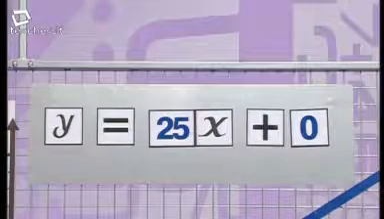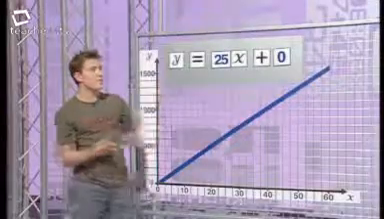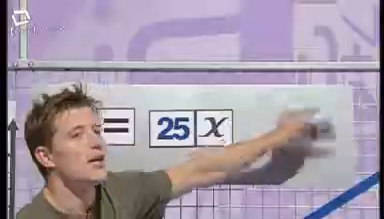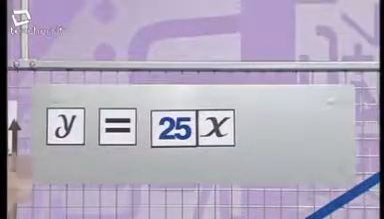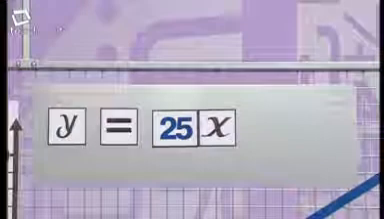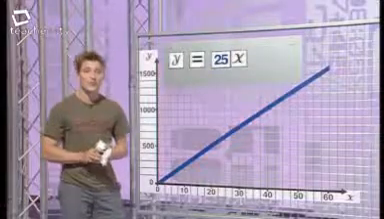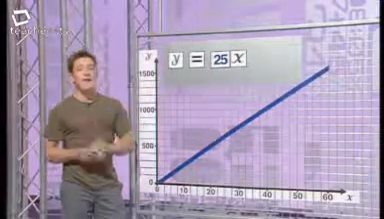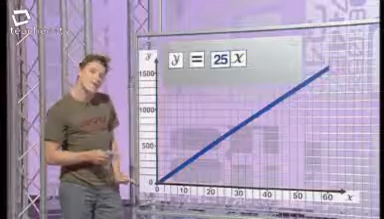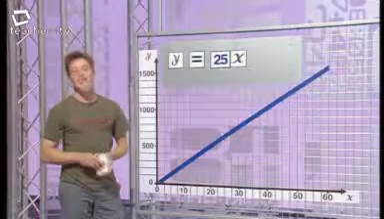25x plus 0. But that's stupid. It's just 25x. So we can take that off. So the equation for this straight line is y equals 25x. In fact, if you're given an equation for a straight line without a plus c bit, then you immediately know that it cuts straight through the origin, which is a handy little straight line hint.